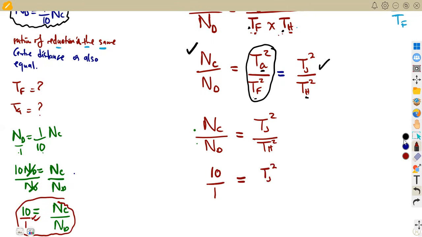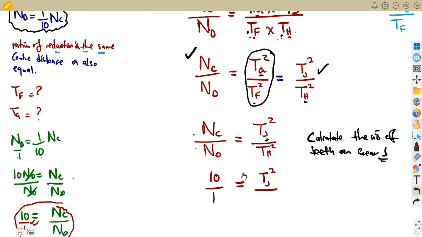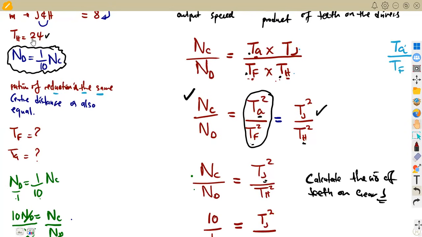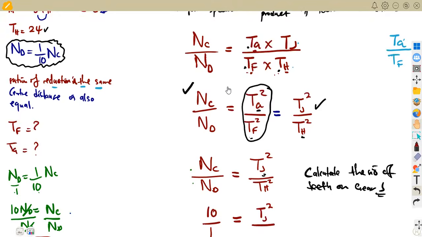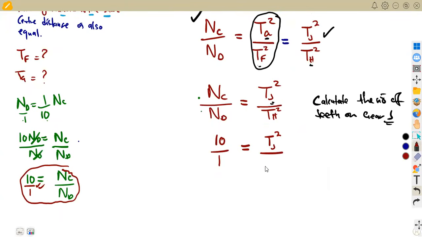We're going to calculate, for the meantime, the number of teeth on gear J, which is TJ in this case. We have TH, the teeth on H here, given as 24. We are already given this. We are going to consider the 24 there. So this is going to be 24 squared. Remember, this is TH squared.